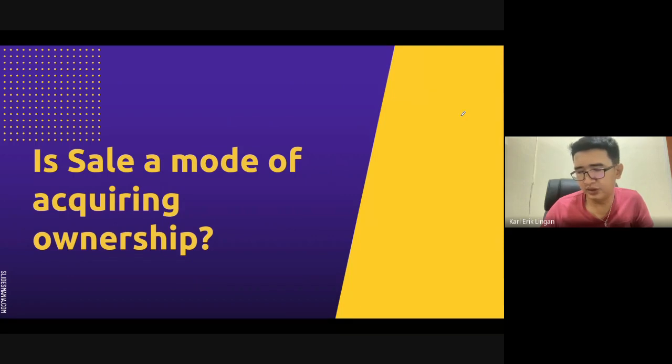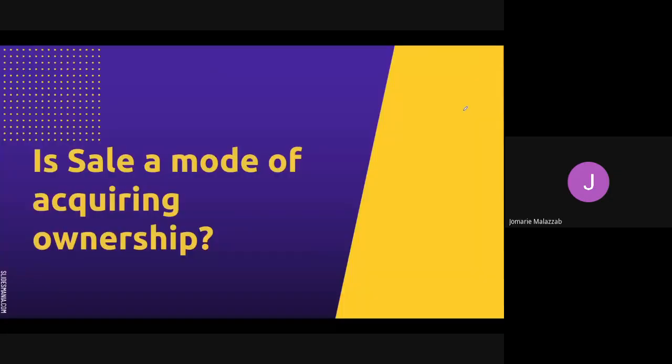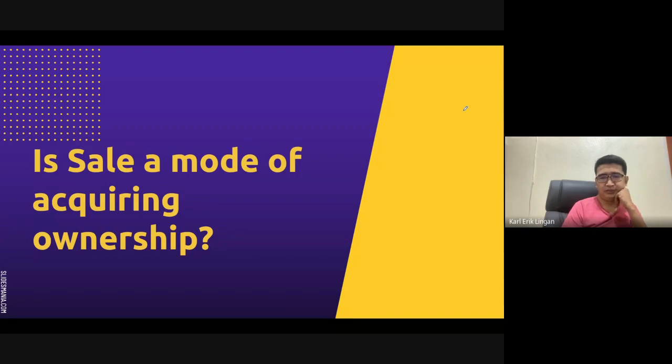Is sale a mode of acquiring ownership, Mr. Jomari? No po, sir. No? Why? Sir, under Article 712 po, ownership and other rights over property are acquired and transferred by law or by donation. Ganun po, sir. Wala ba dun yung sale? Diba, by law naman ang sale? Yes. So, yes, it is a mode of acquiring ownership.